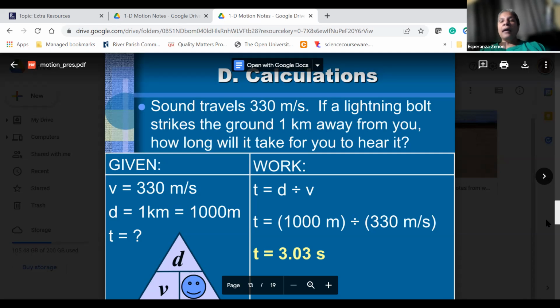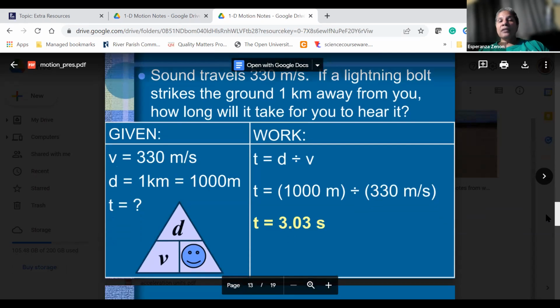Because I have had a lot of students read a question like this on an exam and they think I'm asking them to find the distance, because they read it and they say, oh, how long? How long? That means distance. But read it carefully. It said, how long will it take? That means time.